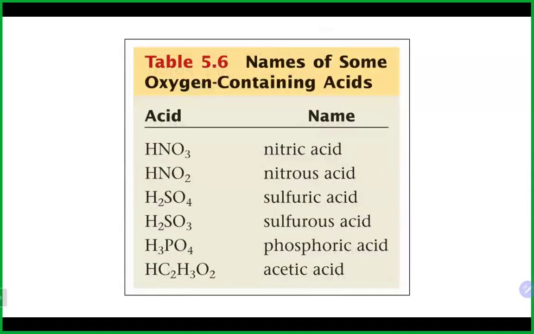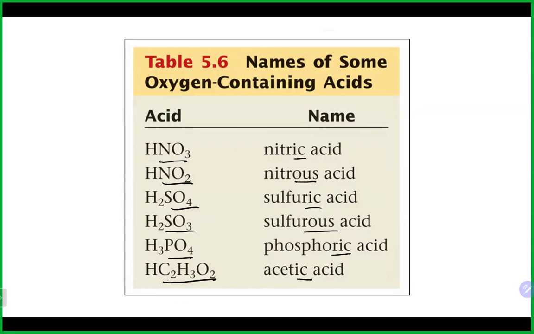Here again are some that do contain oxygen. So nitrate, ic; nitrite, ite, ous; sulfate, ic; sulfite, ous; phosphate, ic; and acetate, acetic acid. So that is the way you go about naming acids.